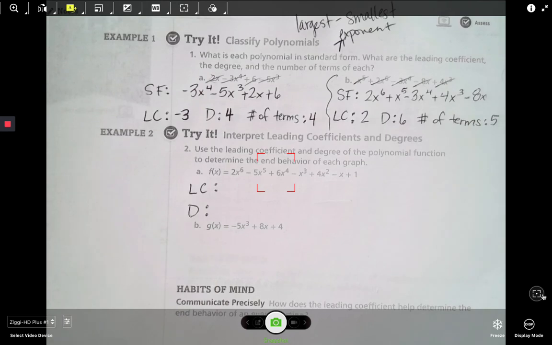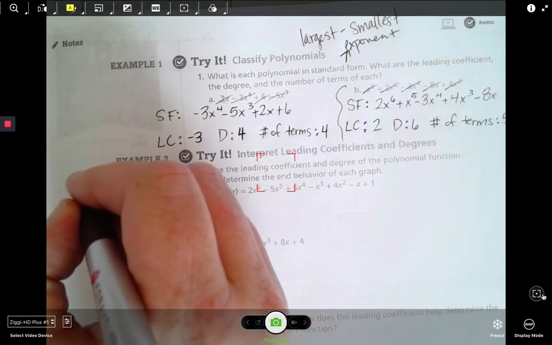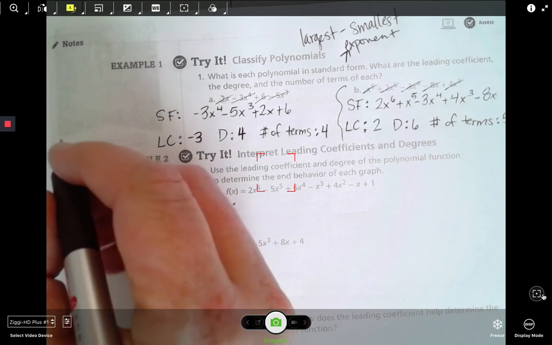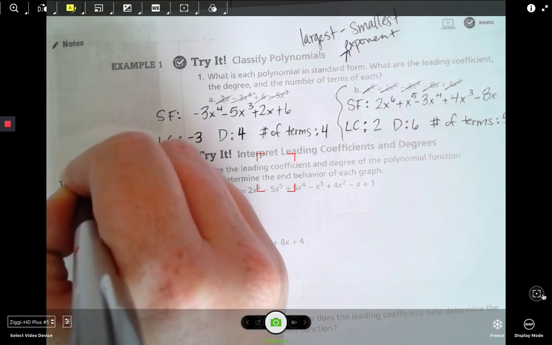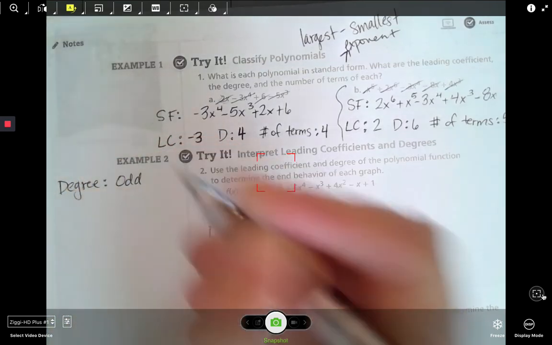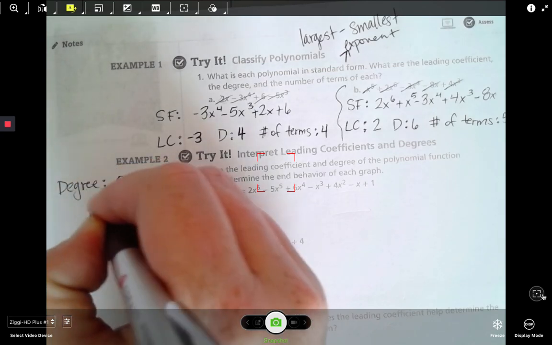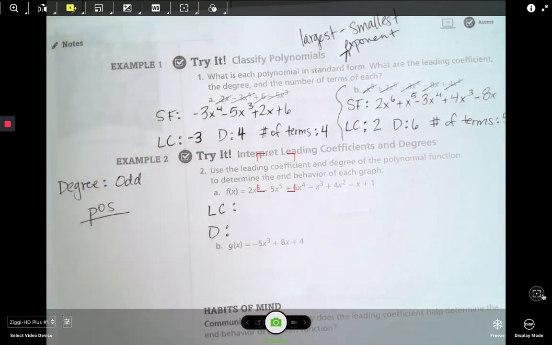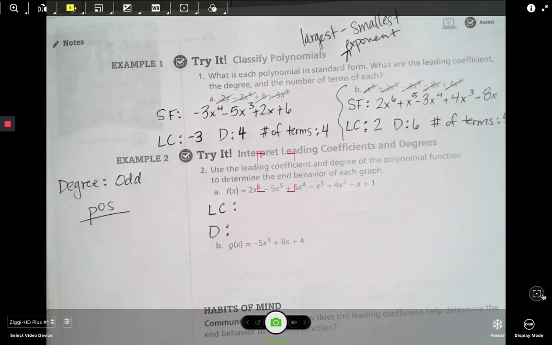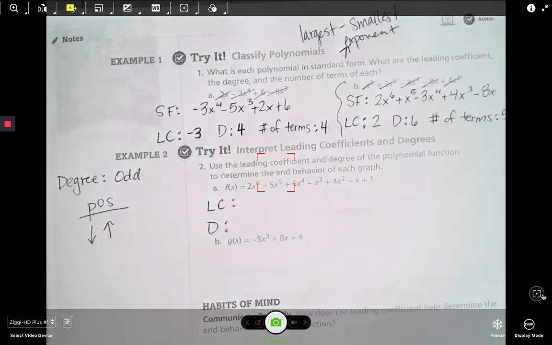All right, so there's this chart on page 136 of your textbook that looks something like this. It says that if the degree is odd, and if your leading coefficient is positive, okay? Your degree is odd and your leading coefficient is positive. Your graph is going to start down and end up. Well, let's see how true that is.